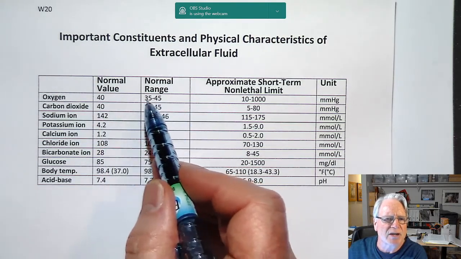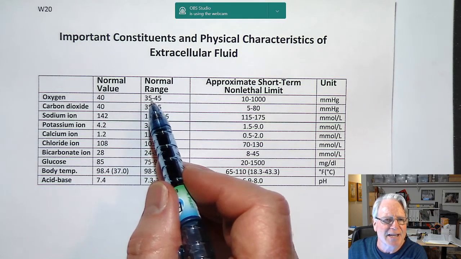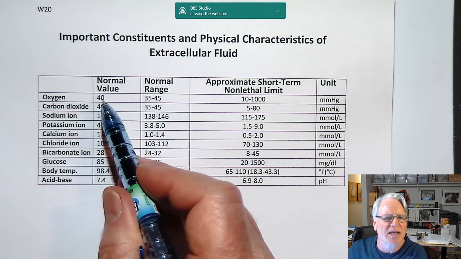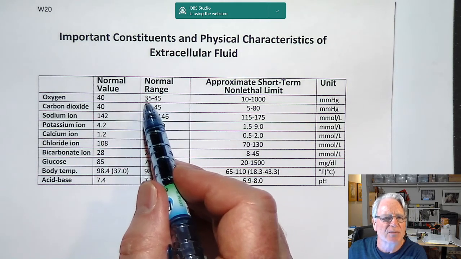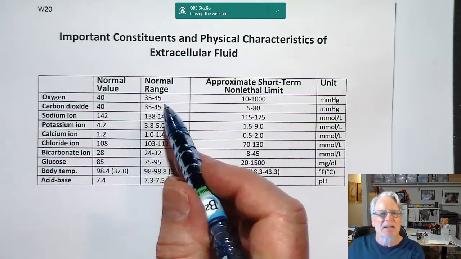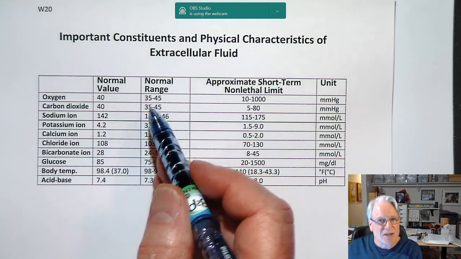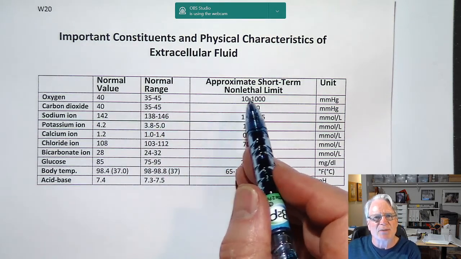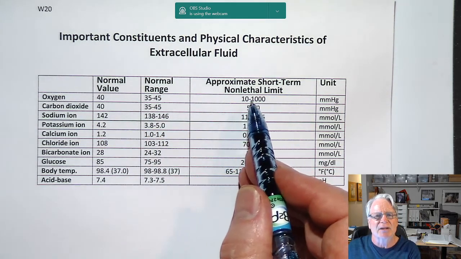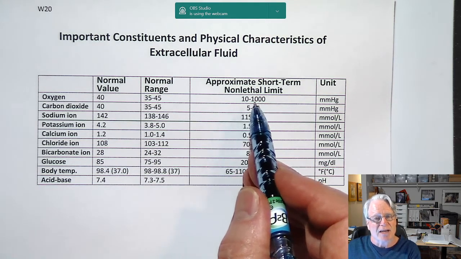And this is where we talk about that nearly constant, not this all the time. It's ranging between these numbers, generally speaking. Can they go lower or higher than this and you'll be okay? Yes. So over here in this column, you see the approximate short-term non-lethal limit. So there's your actual range before you die.